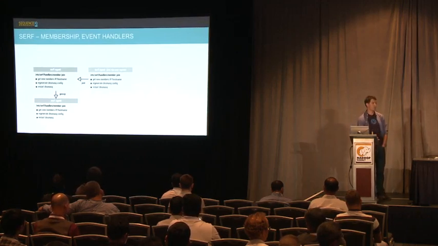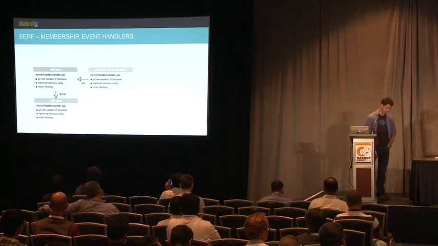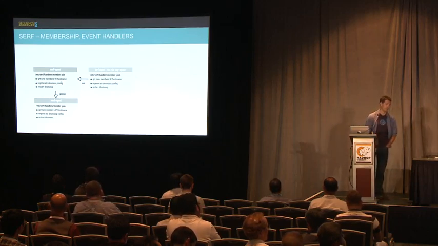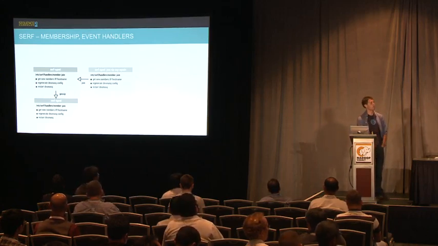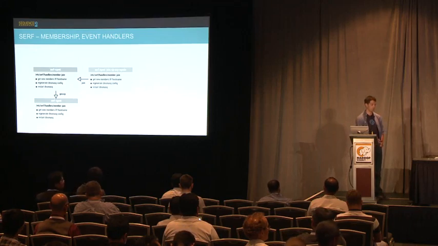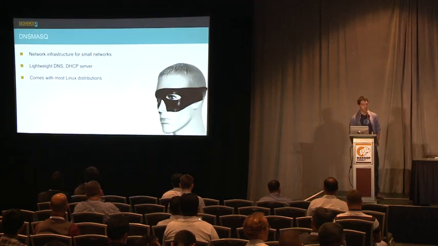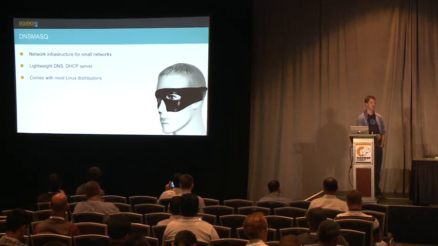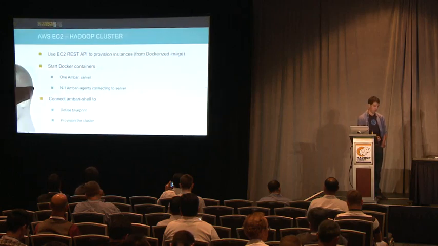And this is one of the things we are using for regenerating the dnsmasq entries, for example, on the Docker container. When a Serf agent receives a join event, we broadcast either the IP address or the host name, and then the Serf agent is just quickly going to regenerate the dnsmasq entry. dnsmasq is one of the components which I mentioned. It's a pretty lightweight DNS DHCP server. It comes with most Linux distributions. I think we don't have to spend too much time on this.